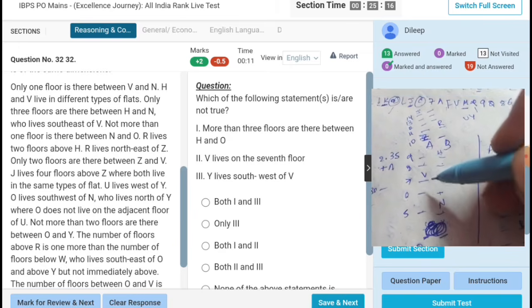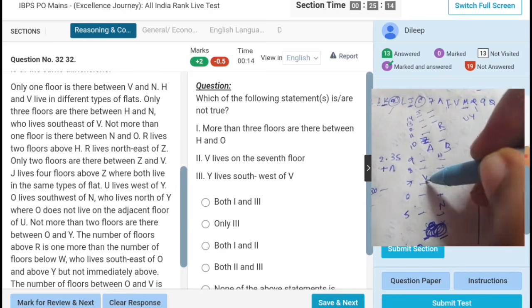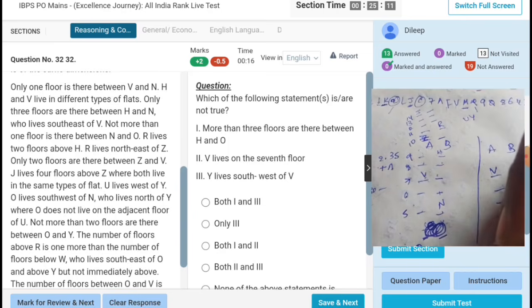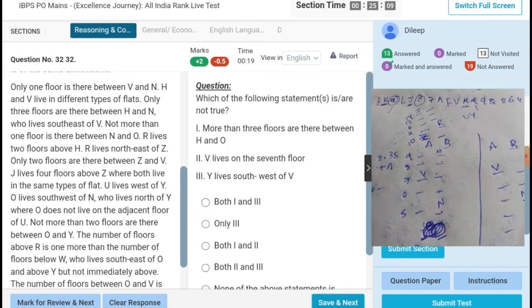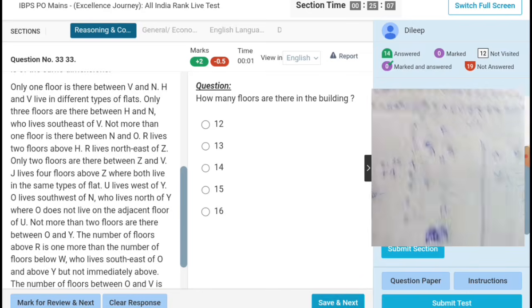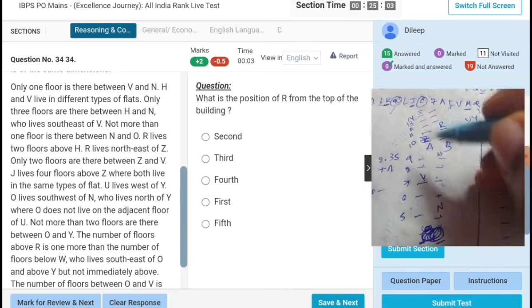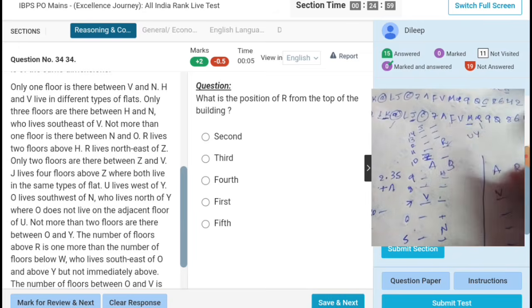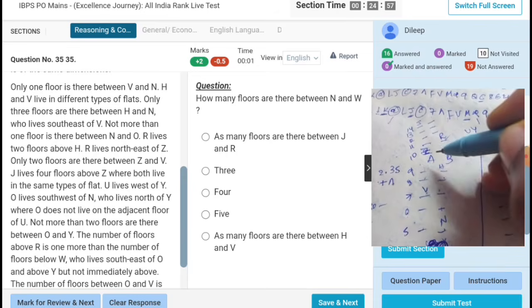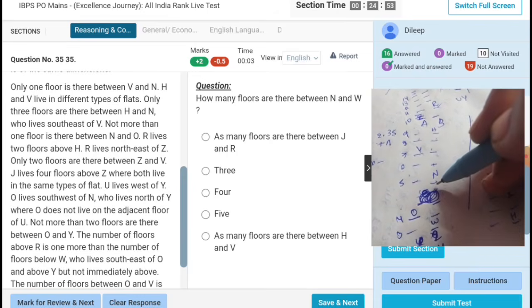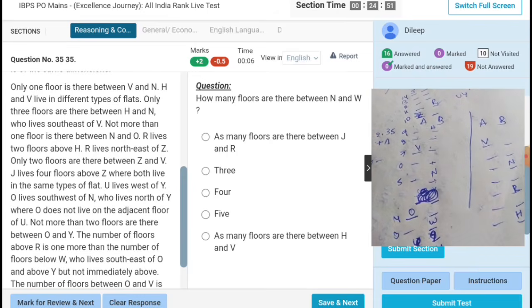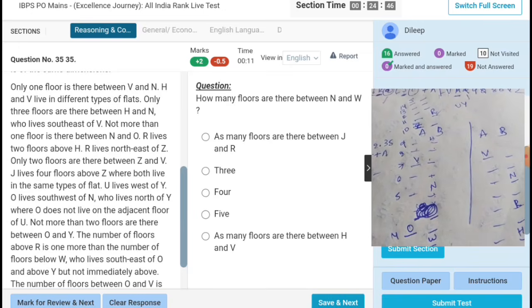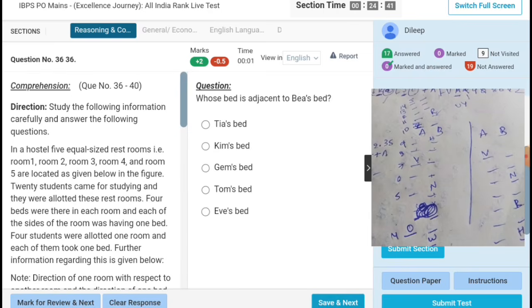V is the 7th, Y is the southwest of V, only 3, 14 overall. What is the position of R from the top of the building? 1, 2, 3, 4, 4th. How many floors are there between N and W? Only 1 floor. As many floors between the H and V. Okay, next.